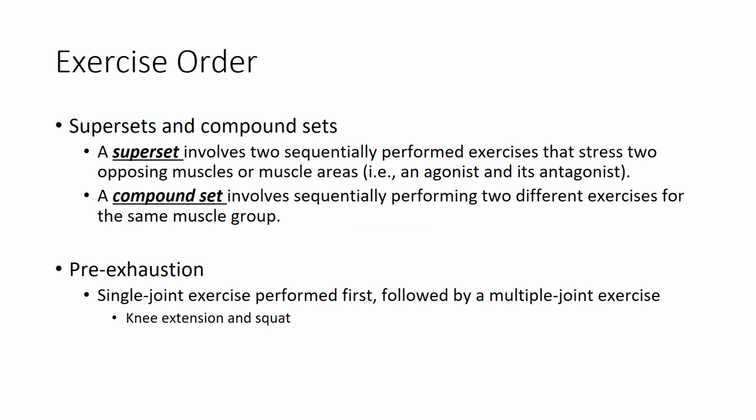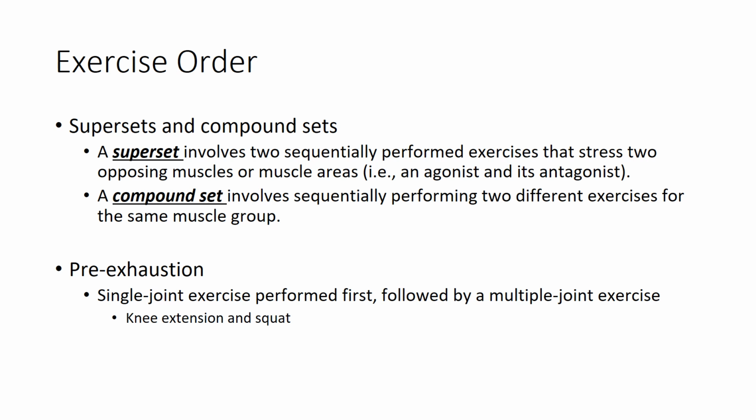Another way to arrange exercise order for the athlete is having athletes perform one set of a pair of exercises with little to no rest between them. And by doing so, there are some examples, and these examples are supersets and compound sets. I'm sure you've heard these terminologies before, but a superset involves 2 sequentially performed exercises that stress 2 opposing muscles or muscle areas, so an agonist and antagonist.